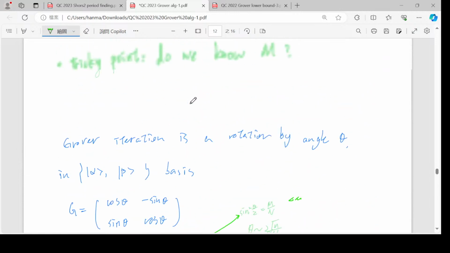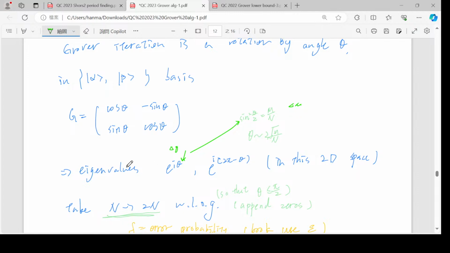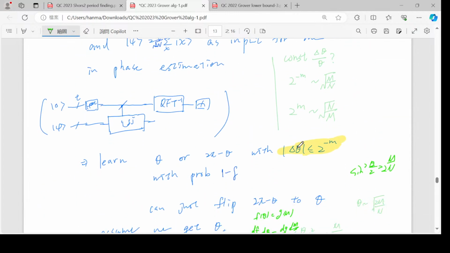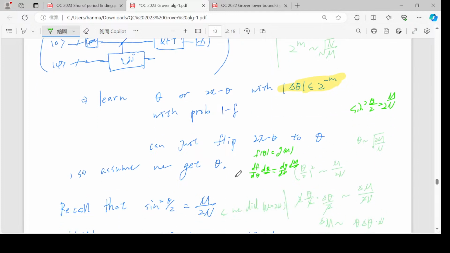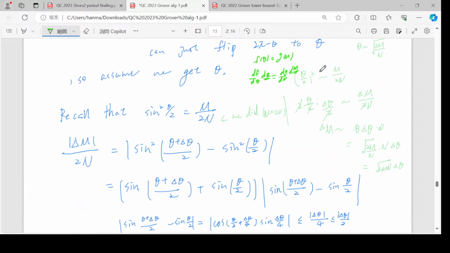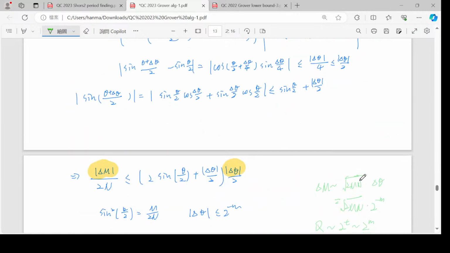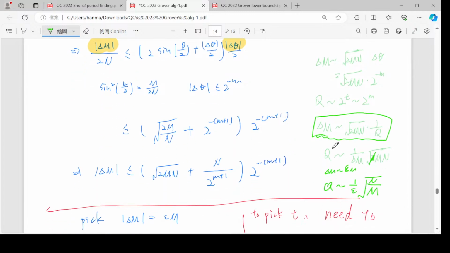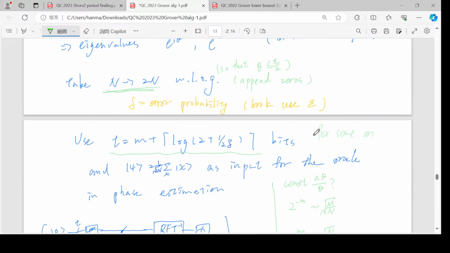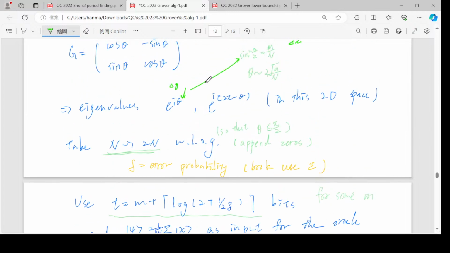Let's see how delta theta is actually related to delta m carefully. Last time we had a really rough estimation of how delta theta relates to delta m. We assumed delta theta is very small and delta m is very small, and we used this calculus approximation, and we saw that delta m is about square root n times delta theta, and then we got our estimated result. But let's try to make everything finite and still calculate it.